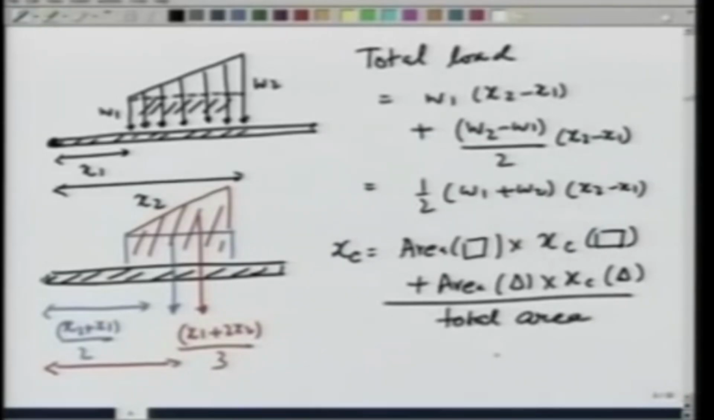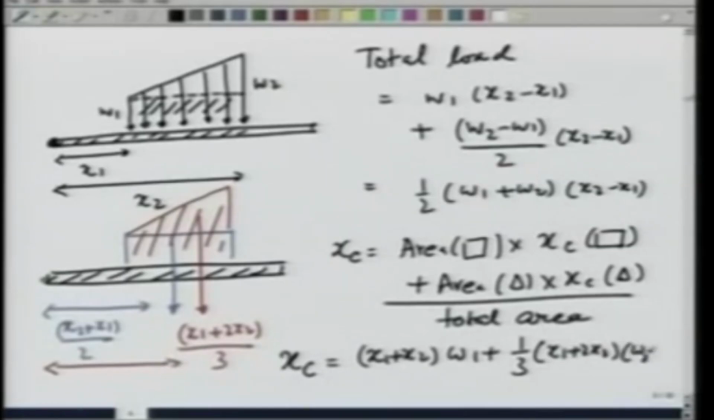Total area, which is the net force, we have already calculated. We also know the position of the centroid of the rectangle. We also know the position of the centroid of the triangle, and we know the area for both, and therefore, we can calculate xc. You do a quick calculation and the answer you get is xc equals (x1 plus x2) times W1 plus 1/3 (x1 plus 2 x2) times (W2 minus W1), divided by (W1 plus W2).